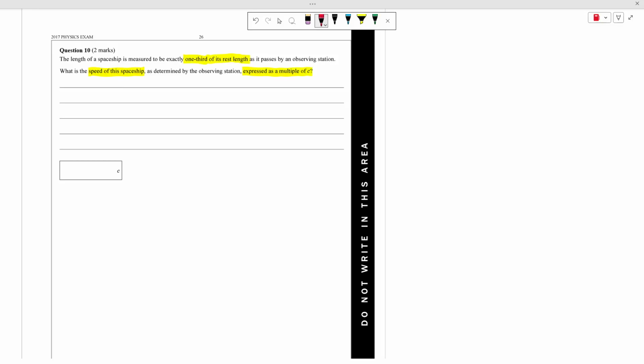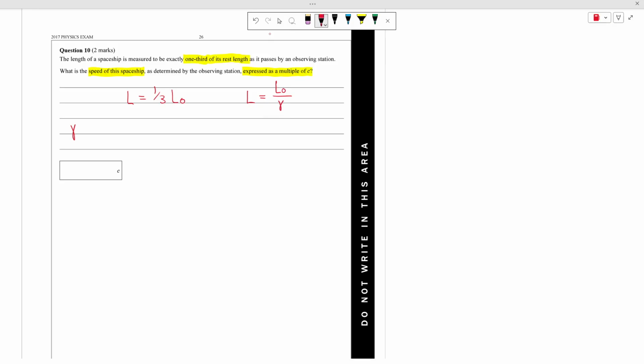So it says the length of a spaceship is measured to be exactly 1/3 of its rest length. So we can set this up. L equals 1/3 of L0. As it passes by an observing station, what is the speed of the spaceship as determined by the observing station? Right. So the true relationship between contracted length and rest length is L. Sorry, wrong way around. I'm thinking of time. L equals L0 over the Lorentz factor. In this case, it appears that our Lorentz factor, just comparing the equations, is going to be 3.